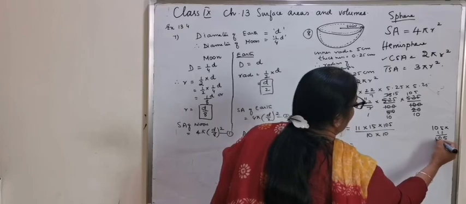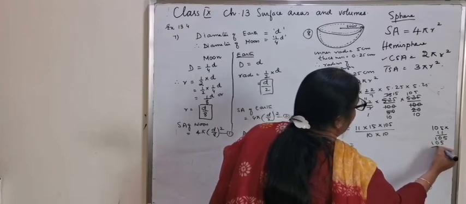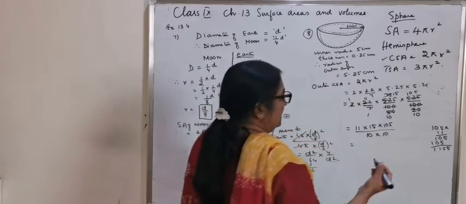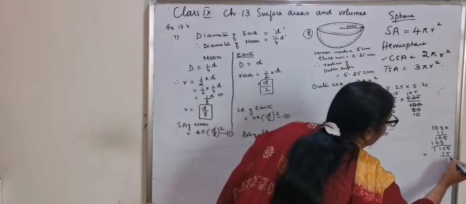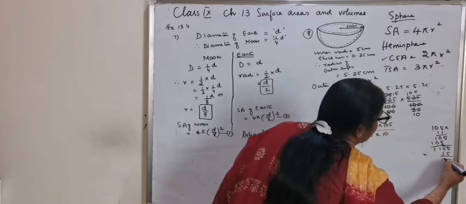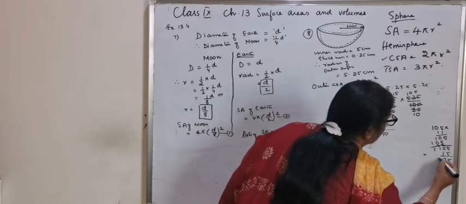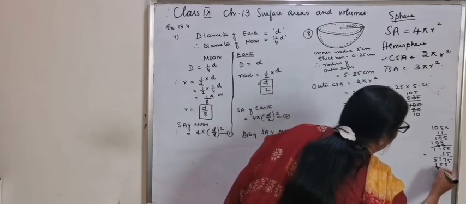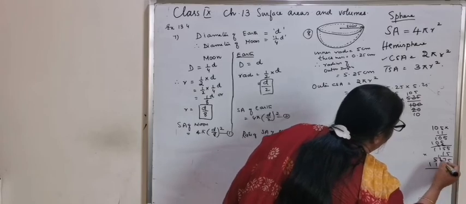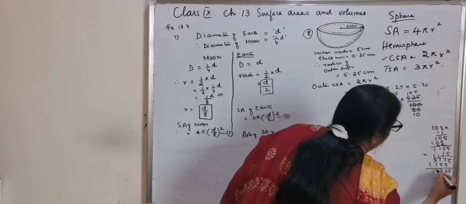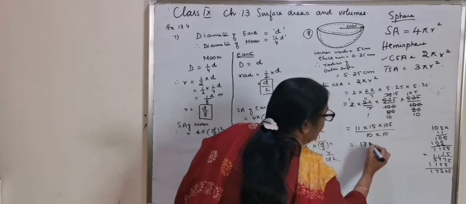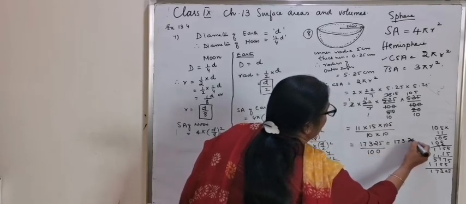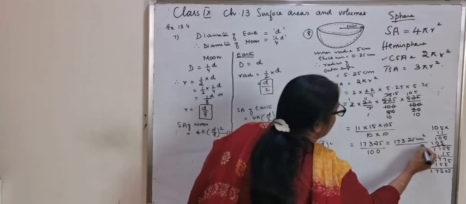Multiplying: 5 ones are 5, 0, 1. 5 0 1. 100 into 15. 25 plus 2, 27. 5 is 5, 1, 1. Then 25 by 100, which is equal to 173.25 centimeter square.